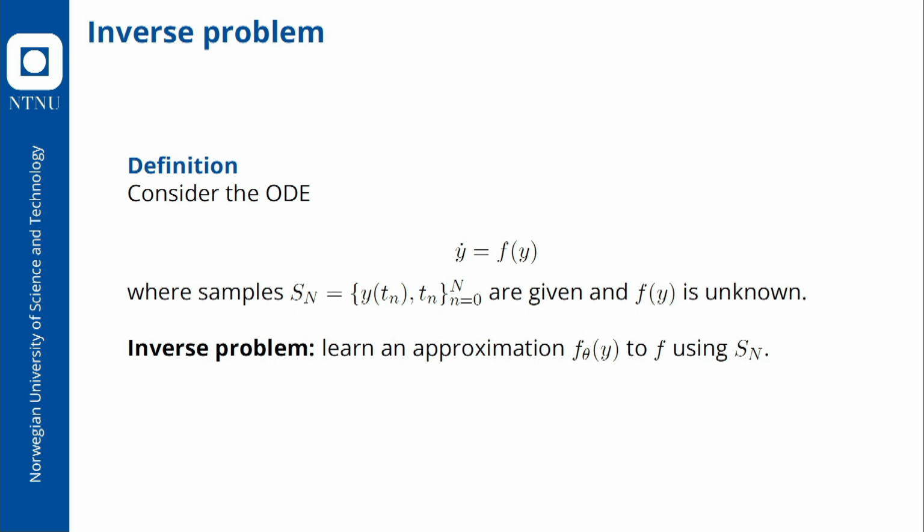So the problem that we consider is an inverse ODE problem. So this is an ODE, and instead of considering the standard initial value problem where you have an initial value and you know the vector field and you want to compute discrete solutions in time, we instead assume that we know the discrete solutions exactly, but we don't know the vector field. And what we want to do is find an approximation to the vector field by using some parameters theta, exploiting the information of these discrete samples.